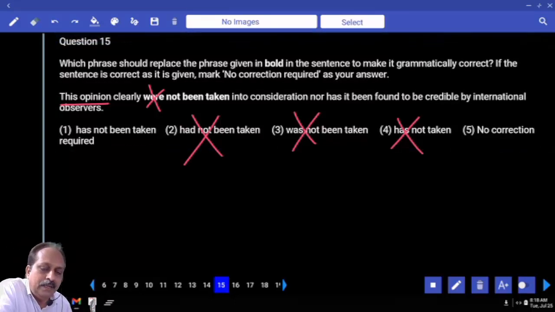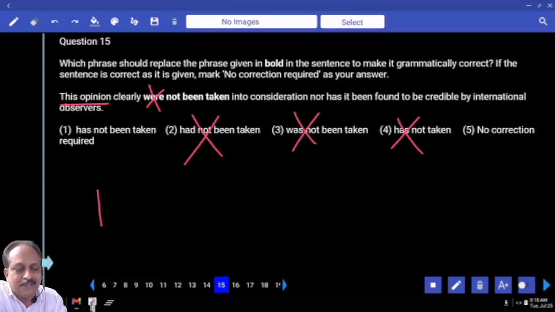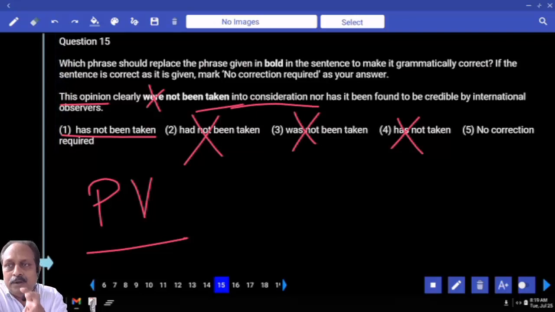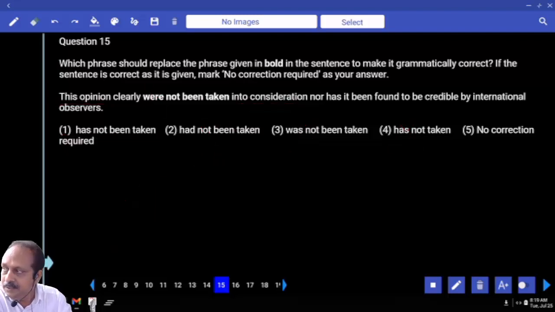This opinion clearly has not taken or has not been taken into consideration. Context talks about passive voice. Please make a note: passive voice. Here the subject is the receiver. They have not taken the opinion. The opinion has not been taken into consideration. Now do you have a question to ask me about this? Fine. What is the answer based on that? Has not been taken into consideration. Underline the phrase taken into consideration, one unit. Take something into consideration. It's a standard expression. Easy to answer based on that.